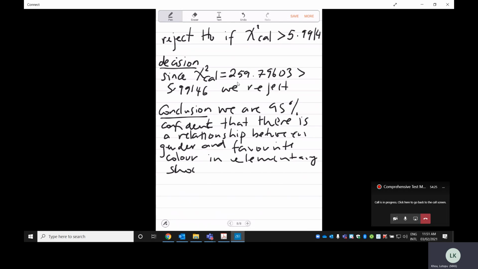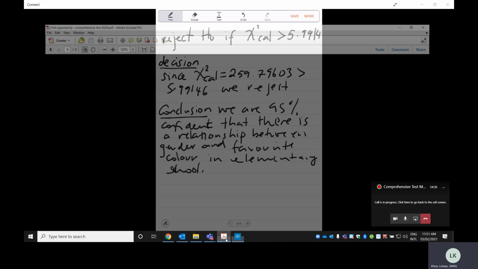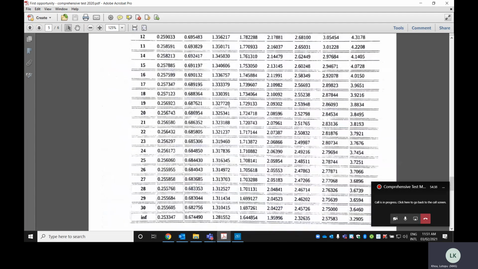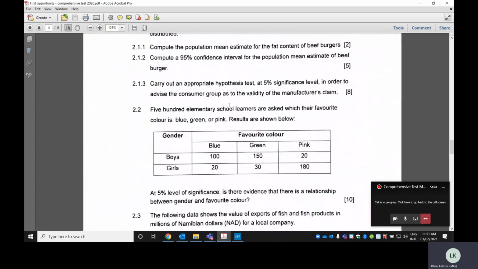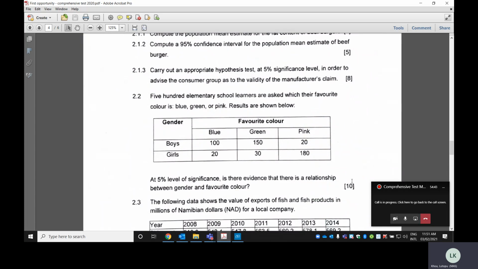So again, you can word it a little bit differently, but the message should be the same. So that is concluded. Let's look at how the marks are allocated. So this was question 2.2. It was worth 10 marks. So we did a little bit more work than 2.1, so that makes sense. So let's see how the marks were allocated.